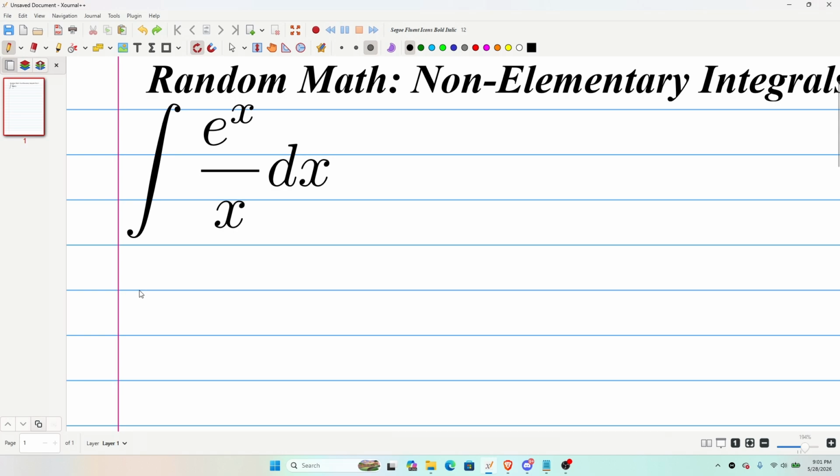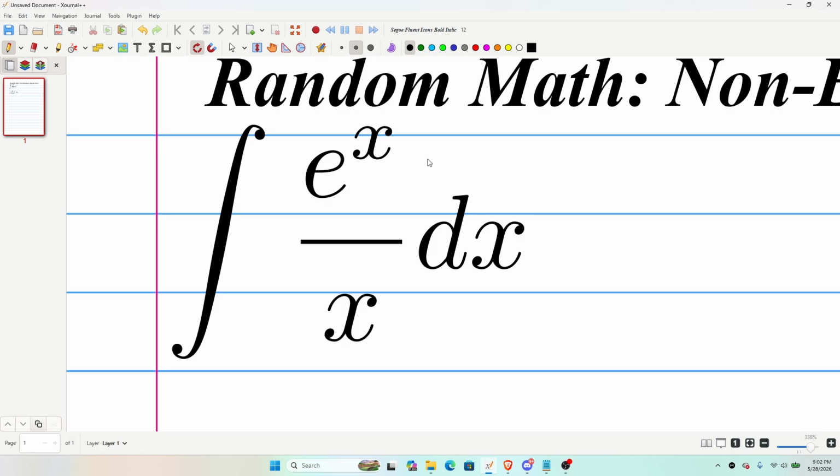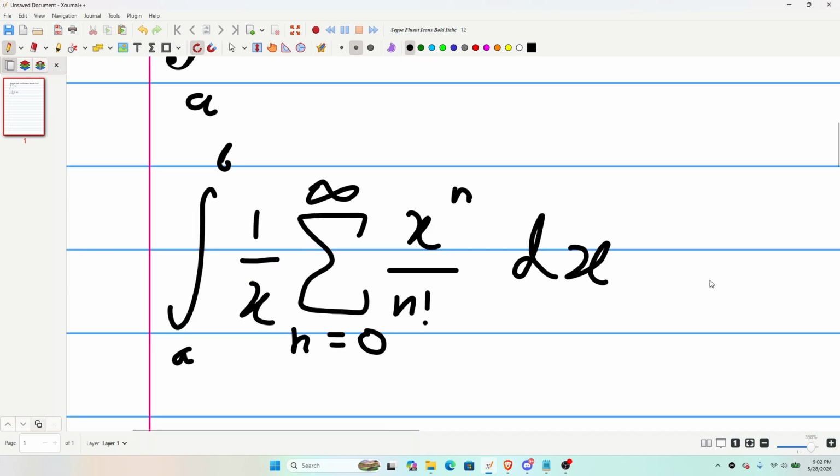So again, like we did in the last video, we're going to replace e to the x with its Taylor series. And so in order to solve this integral, we're actually going to calculate the integral from a to b, and then we're going to derive the indefinite integral from that. So we have the integral from a to b of 1 over x times the sum from n equals 0 to infinity of x to the n over n factorial dx.